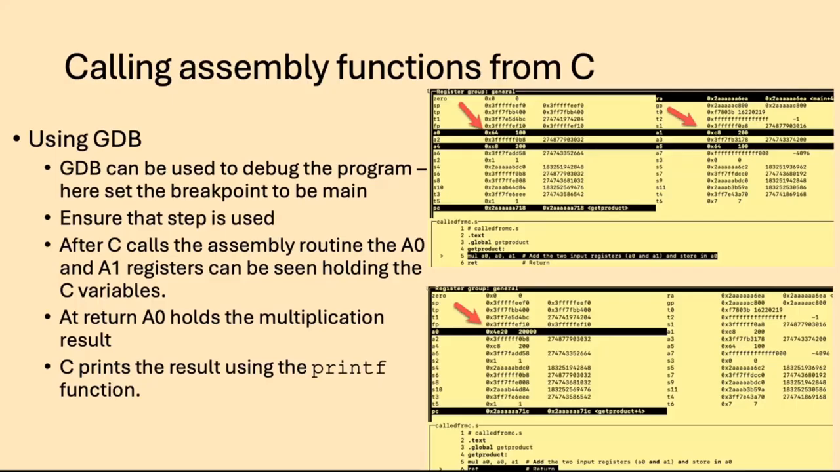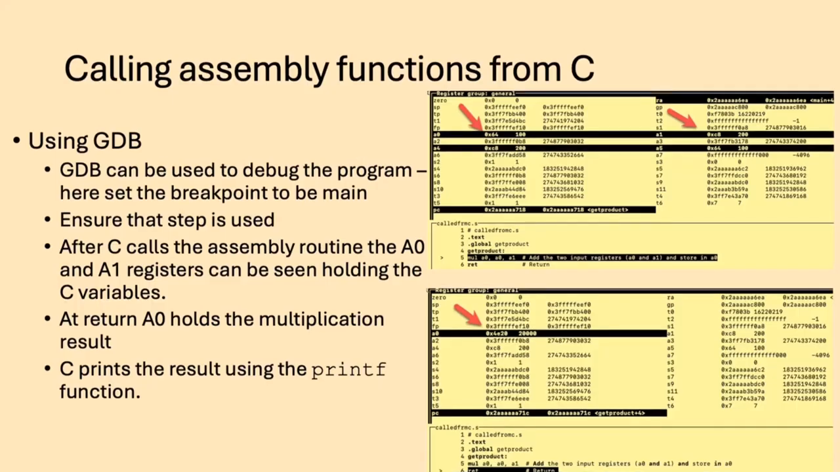When debugging, you set the initial breakpoint to be main because main in the C program is the starting point. GDB shows the values of the argument registers prior to the getProduct call in the top screen, and it shows the value of A0 for the return. In the second GDB screen, make sure you use step for tracing rather than next so that you can execute the code one line by line.